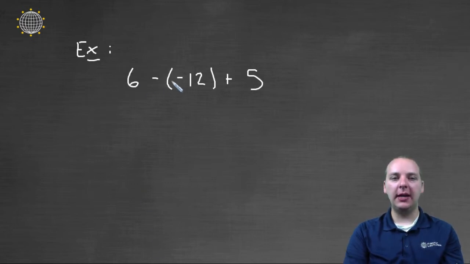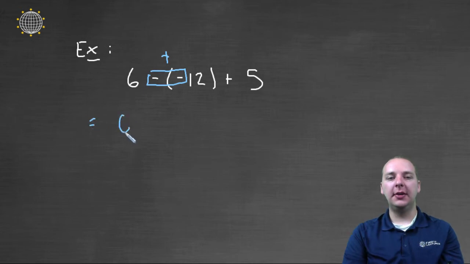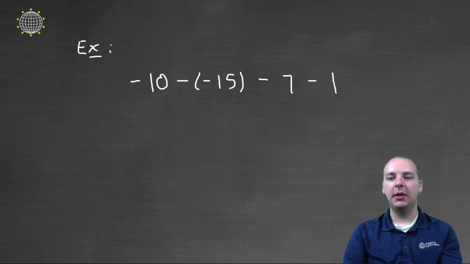Let's say we have 6 minus negative 12 plus 5. Now, we remember from a previous video that if you have minus a negative, then you can exchange this with a plus sign. So this is really the same as 6 plus 12 plus 5. 6 plus 12 is 18, so we really have 18 plus 5, and 18 plus 5 would give us 23. All right, so it's just a matter of taking it slow, taking it step by step, and just doing one operation at a time.